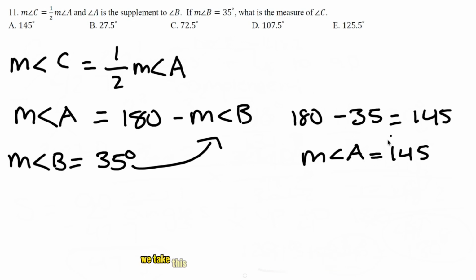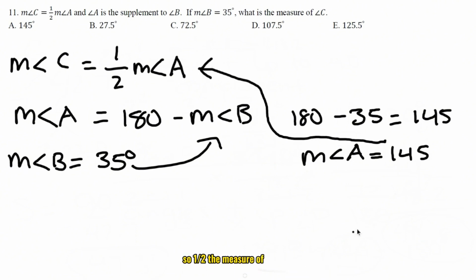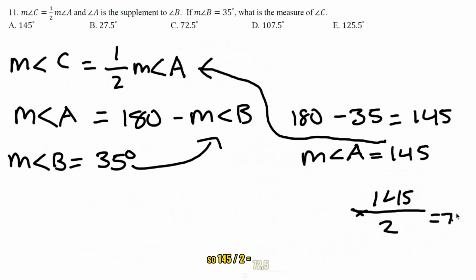Next, we take this 145 and implement it into this equation. So 1/2 the measure of angle A: 145 times 1/2, or divided by 2. So 145 divided by 2 equals 72.5. And that's your answer.